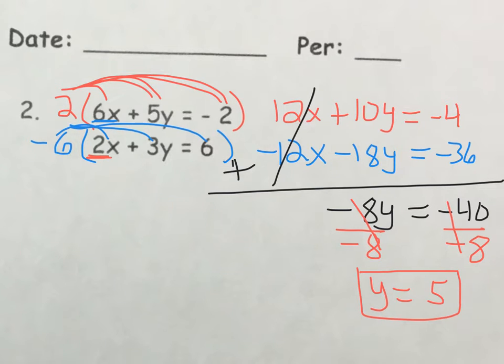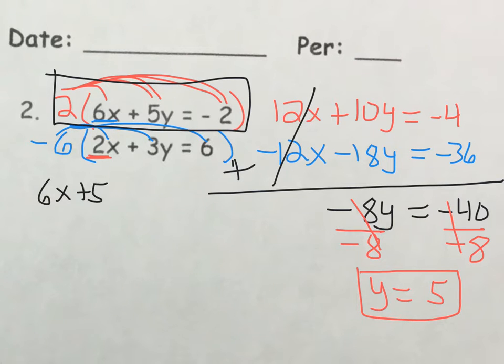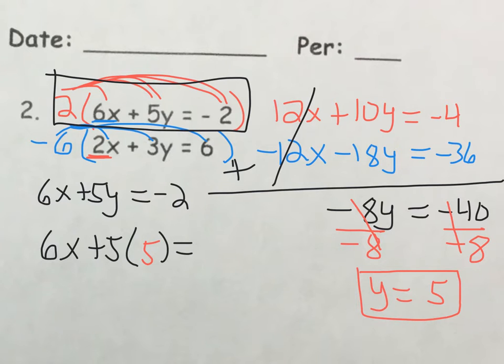And once again, I always use the top equation. Okay, so let's rewrite that equation. 6x plus 5y is equal to negative 2. I know what my y is. The y is 5, so I can substitute that in. So 6x plus 5 instead of 5y. You got 5 times 5 is equal to negative 2. All right. And what is 5 times 5? It is 25. So 6x plus 25 is equal to negative 2.